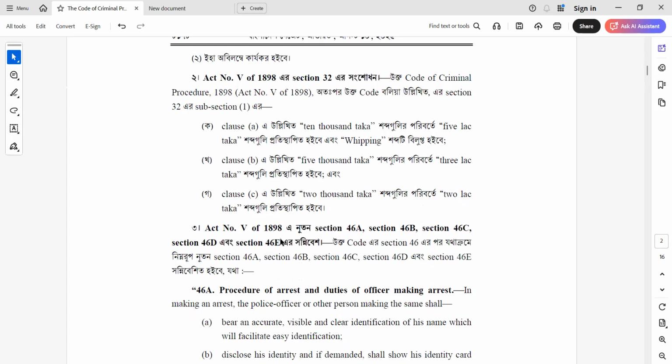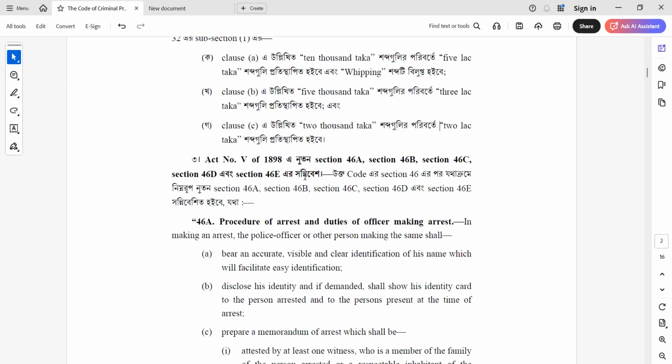Now, moving on to Section 46, point number three, which talks about amendments. Actually, it's adding more sections to Section 46. Section 46 is about how arrest is made. Previously it was very concise, and now it's more descriptive and more specific as to how arrest will be made. And this is done by adding Sections 46A, B, C, D, and E. So let me highlight it.